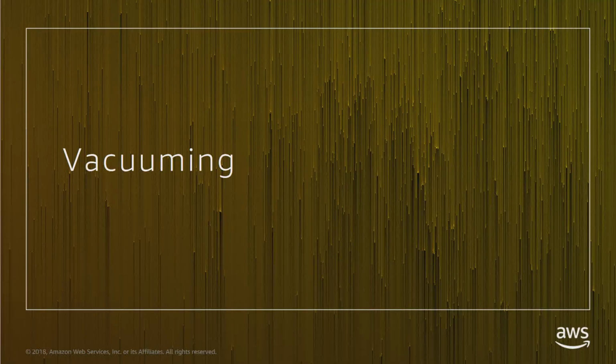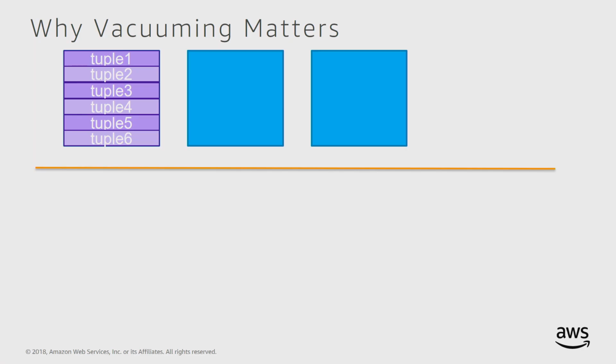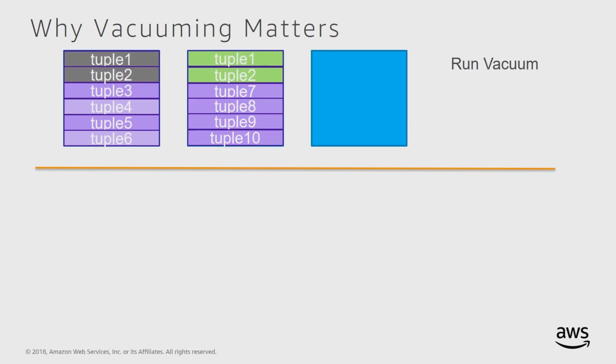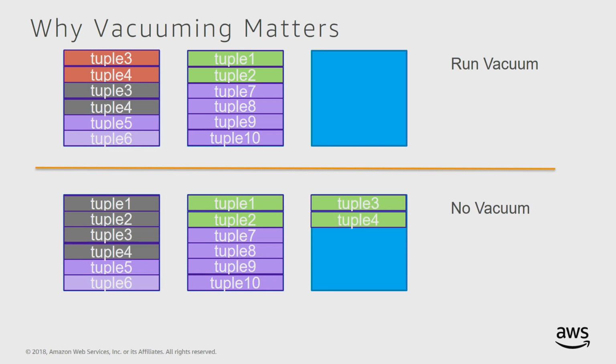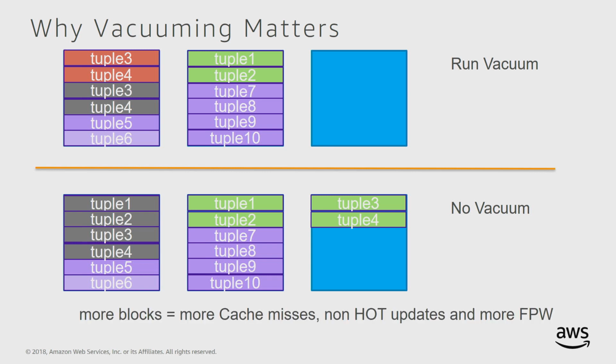We also made a bunch of changes in vacuuming. I'm going to skip through this pretty quick because I'm a little behind. This is why vacuuming matters, which most people know. If you vacuum, you end up with free space, which allows you to reuse your blocks. If you don't, you end up using more blocks because you leave the old stuff behind, right? That's pretty common. The more blocks you have, the more cache misses you have, the more non-HOT updates you have, and in the case of Postgres, the more FPWs.